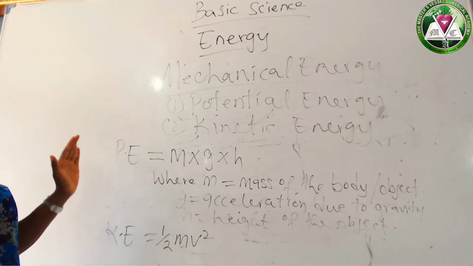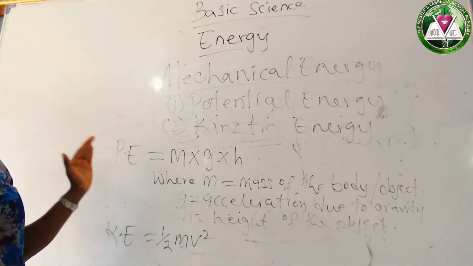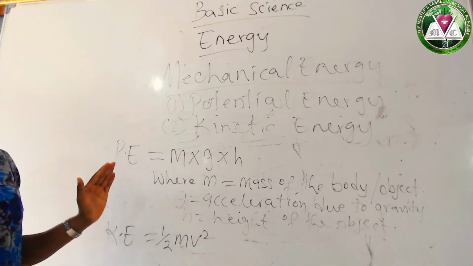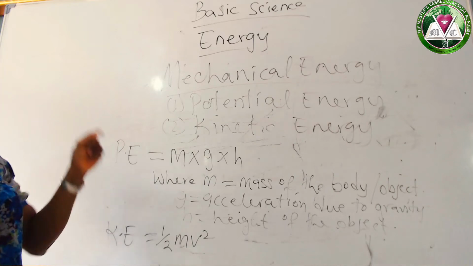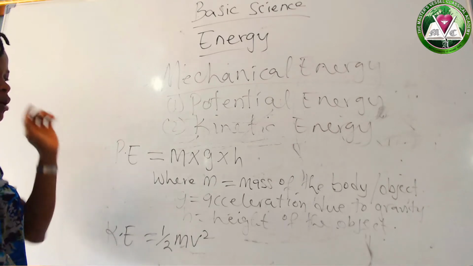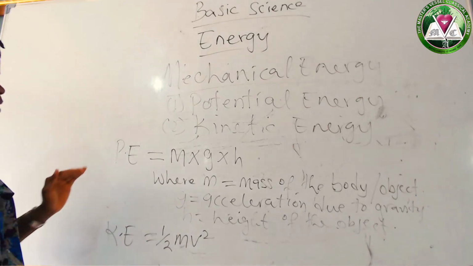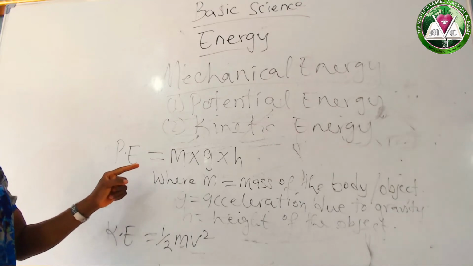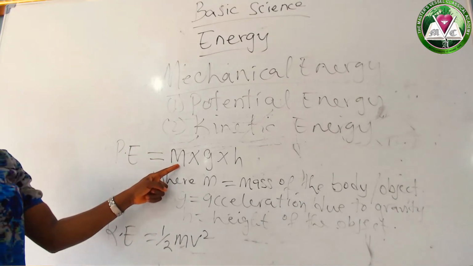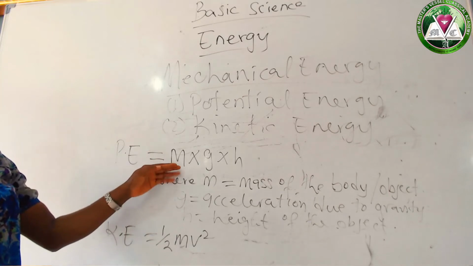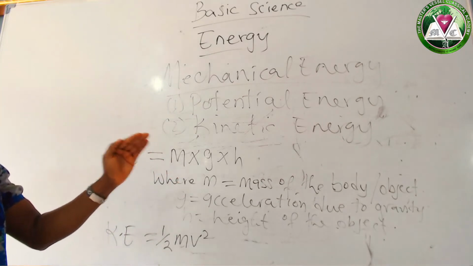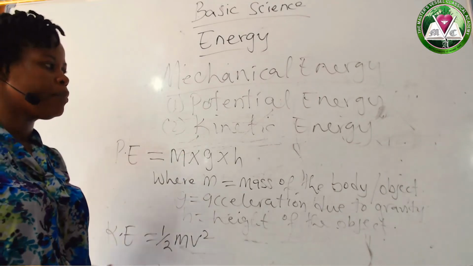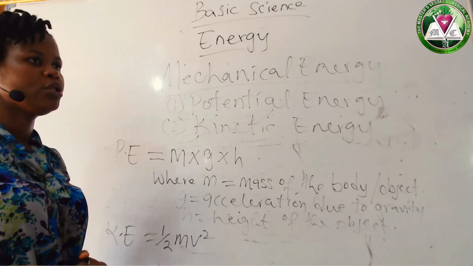Now, whenever we are given any calculation on potential and kinetic energy, we must first of all read the question, understand the question, then interpret the question before we start our calculation. What do I mean by that? First, we must know the unit of each quantity given to us. We have mass here. The unit of mass is kilogram. When mass is given to us in grams, it's expected we convert it to kilograms using 1 kg equals 1,000 grams.